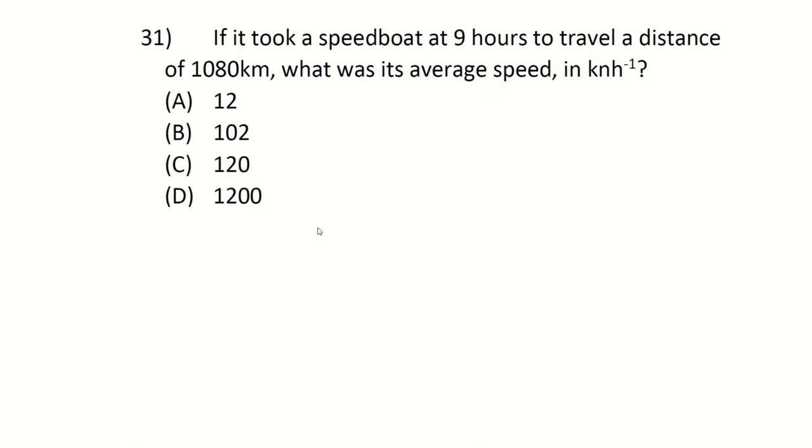This question is not a repeated question, it's a variation of a question that we got, right? If a speedboat travels for 9 hours, the answer would be 120, but we know that the speed is distance over time, so speed is equal to 1080 divided by 9, which is 120. So the answer is C for this question.